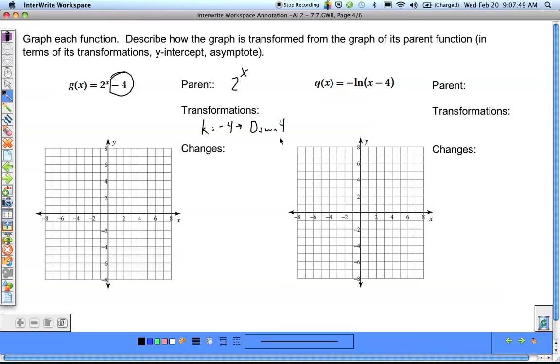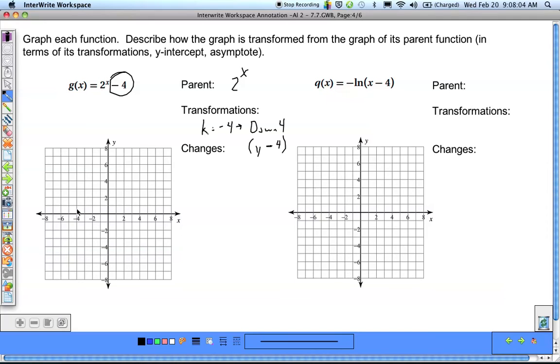Which variable gets affected when you move it down? That's going to be y. And what are we doing to the y? We are subtracting 4. So we know that when we find all of our information, we're just going to have to subtract 4 to be able to find those new points. So it's another exponential function.